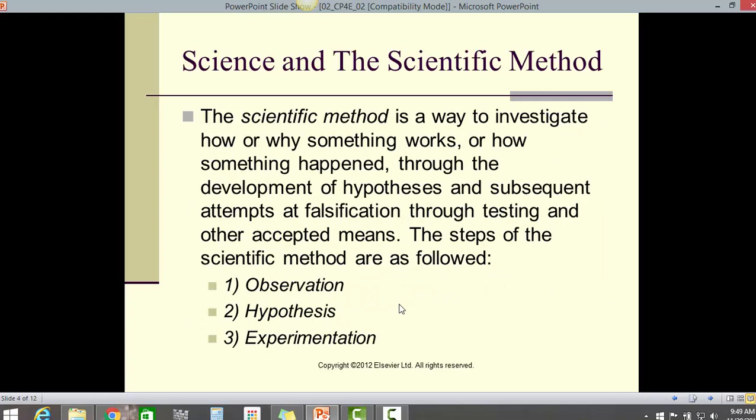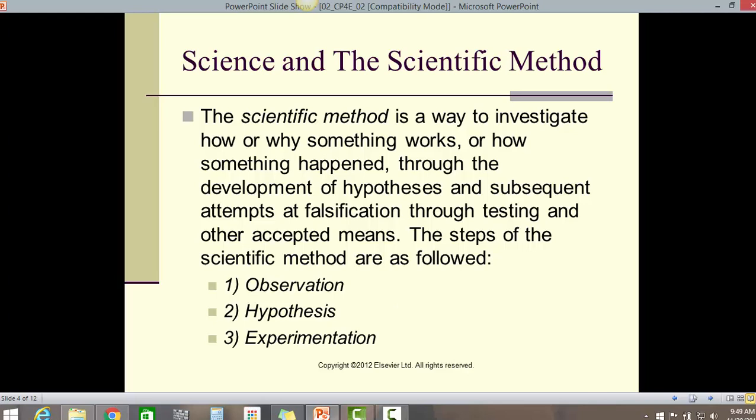Science and the scientific method. The scientific method is a way to investigate how or why something works or how something happened through the development of hypotheses and subsequent attempts at falsification through testing and other accepted means. The steps of the scientific method are as follows.